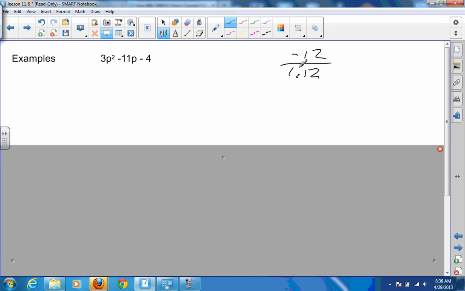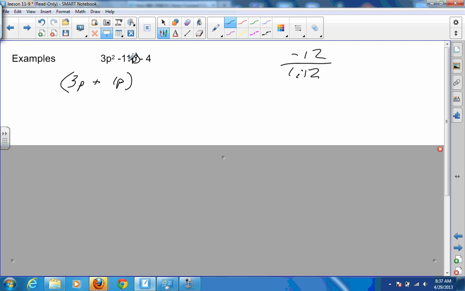Well, if I make this 12 negative and the 1 positive, I'll get my negative 12 when I multiply, and I'll get negative 11 when I add. So I've got to start writing my binomials. Remember that first term is still there, 3p squared, plus, I'm just going to keep 1 here. Plus 1, and don't forget to attach the variable that's there.